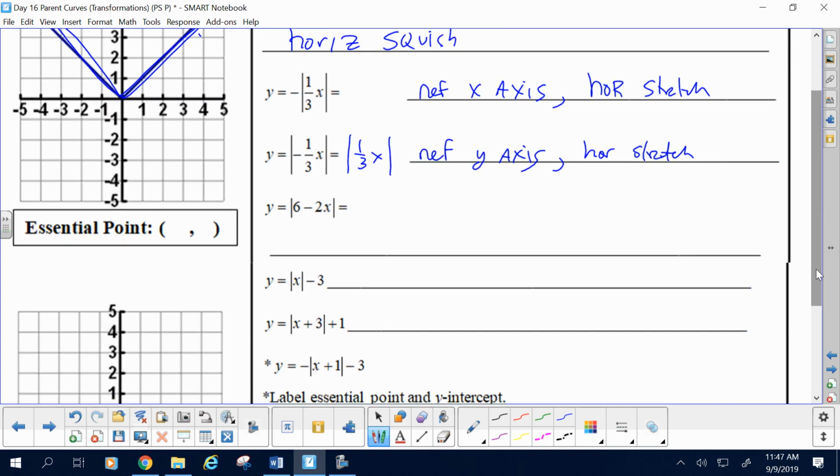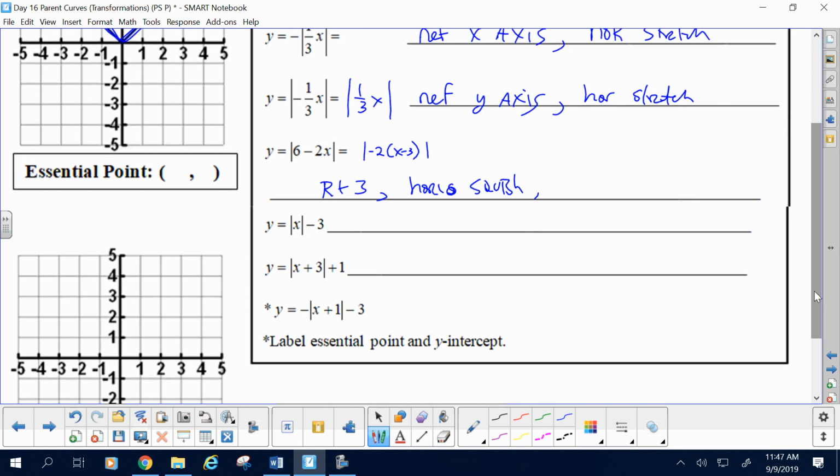Cool. 6 minus 2x. What did you do very first thing? Factor out a 2. Did you factor out a 2 or negative 2? Negative 2 times x minus 3. So, what does the 3 do? Right or left? Right 3. What does the 2 do? So horizontal, squish or stretch? Whatever, you know what I mean. Squish, yes. And does the negative do anything? No, because it's inside and the absolute value of a negative is the same either way. It's all good.